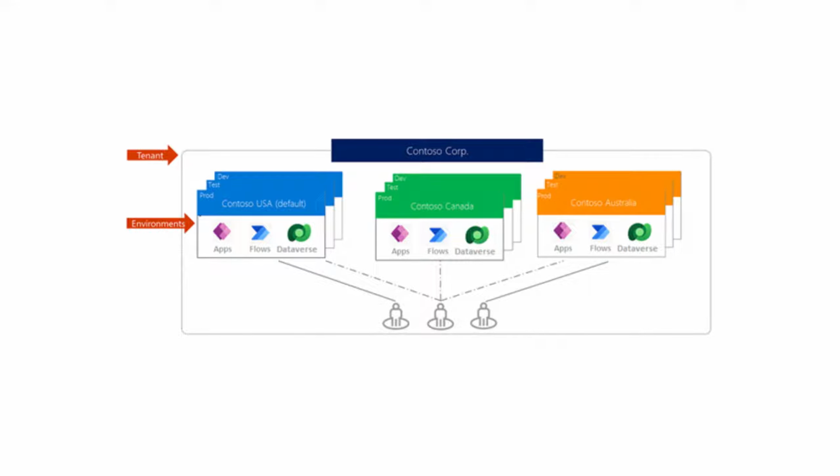It starts with a Microsoft 365 tenant. A tenant is an instance of the Microsoft 365 services. In this example from Microsoft, Contoso Corp has a tenant. And once your organization has a tenant, it can then create environments. Dataverse allows you to choose in which geographic location your Dataverse will be located. You do that at the environment level. Each environment will be on a different location. In this example, there is one environment in USA, one in Canada, and one in Australia.